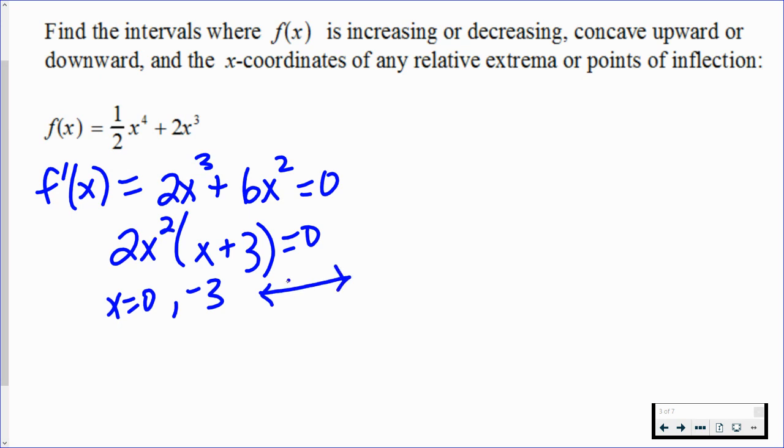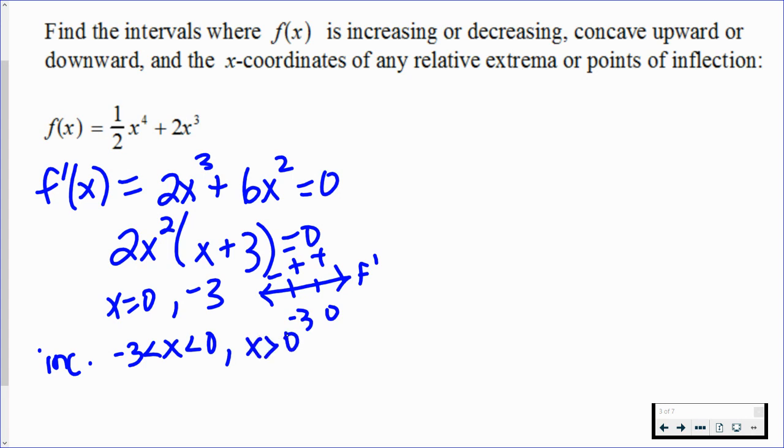Let's make a quick little number line for the derivative. So let's plug in something to the left of negative 3, say negative 4. We're going to have a positive on the outside and a negative on the inside, so that would be a negative. Something between negative 3 and 0 would be negative 1. Positive on the outside, positive on the inside, so that's a positive. Something to the right of 0 would be positive 1. Positive on the outside, positive on the inside, that's another positive. So we now know this function is increasing between negative 3 and 0, and when x is greater than 0.